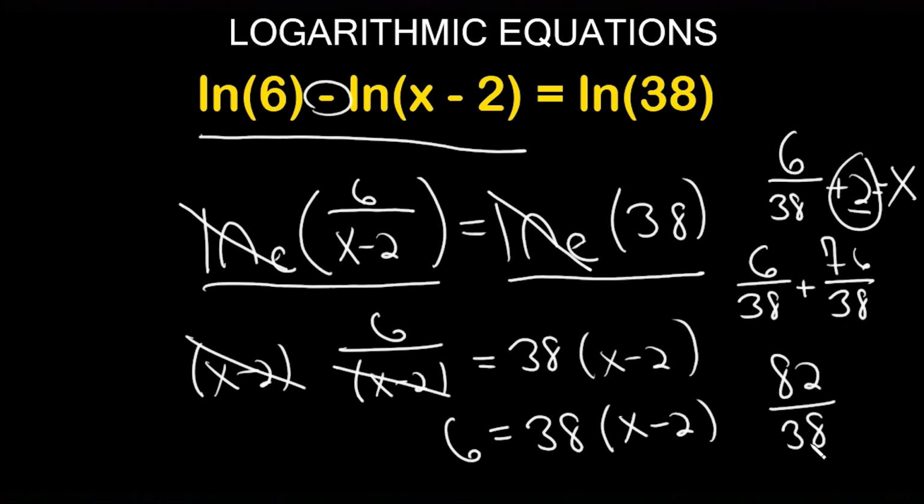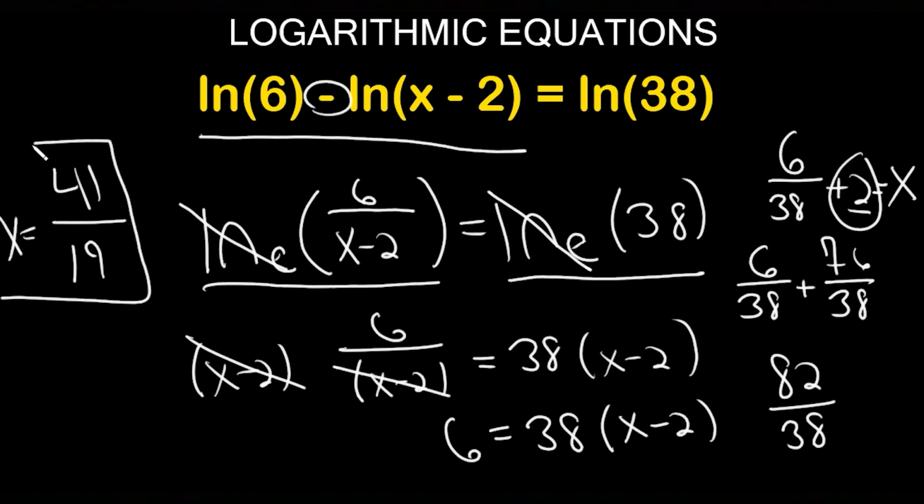And then we know that 2 will go into both of these numbers here. So 2 will go into 82 41 times. So I get 41, here's my final answer, 41 over, and 2 will go into 38 19 times, right here. So that is what x is going to equal. So x equals 41 all over 19.